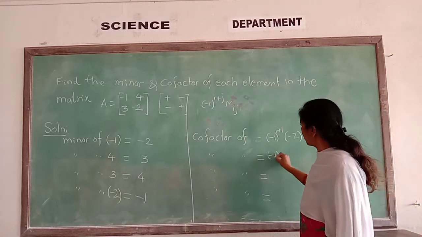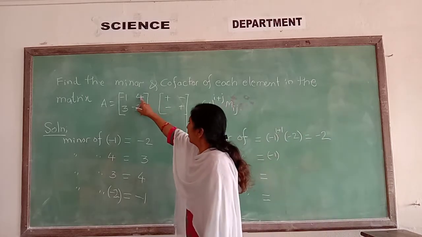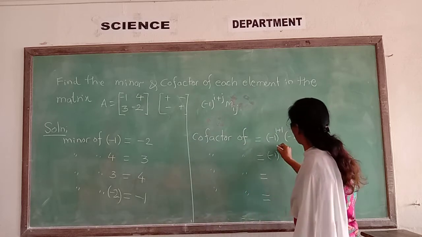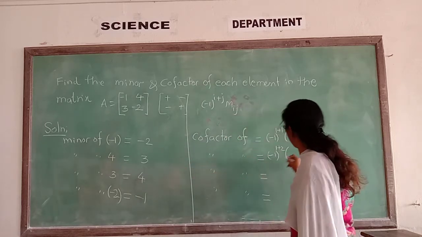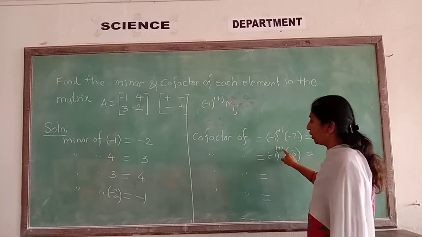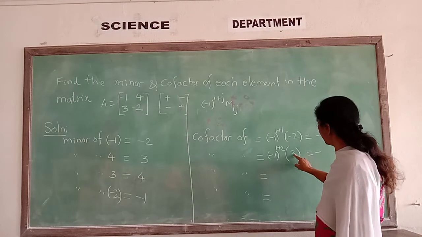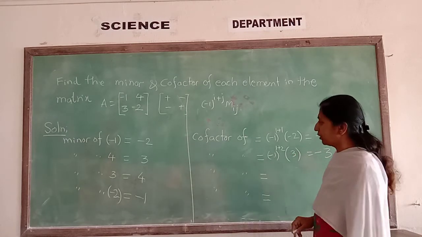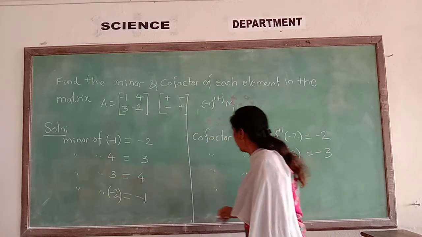Similarly, coming to the next one, first row, second column: 1 plus 2. What is the minor? It is 3. So 1 plus 2 is 3, which is odd. So the minus will come here, and minus into this 3 is minus 3, the cofactor of this 4. Then coming to the cofactor of 3.